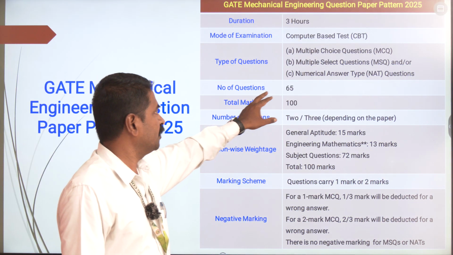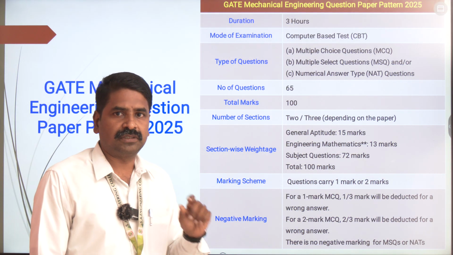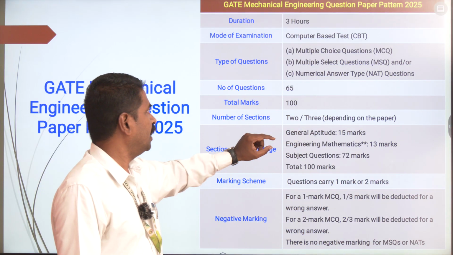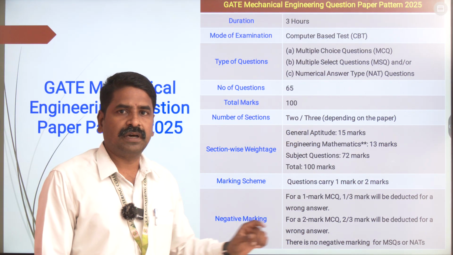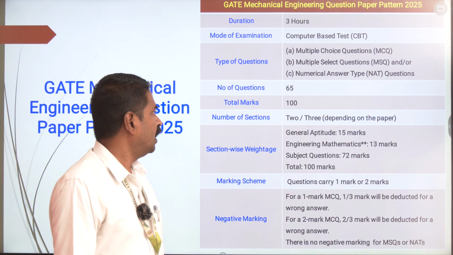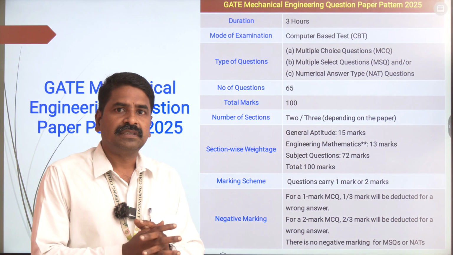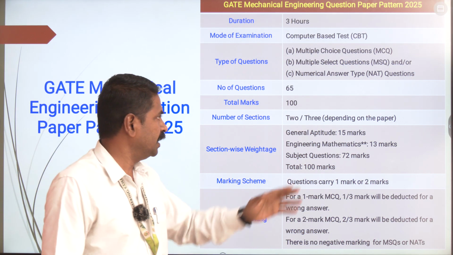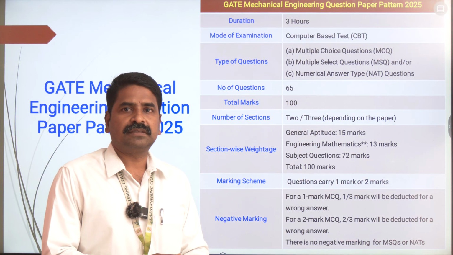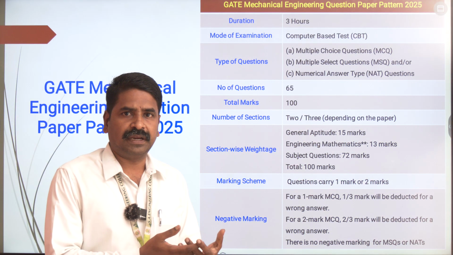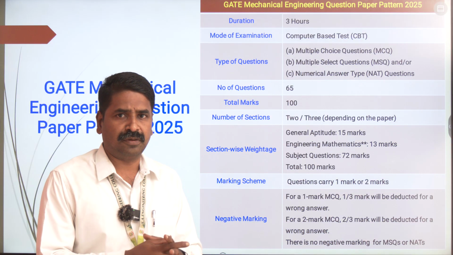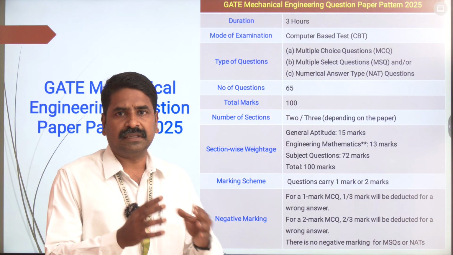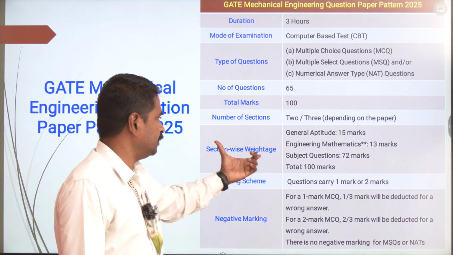Next, how many questions are going to be asked? Total number of questions is going to be 65 and the total marks is going to be 100. And how many sections? Sections may be 2 or 3 depending upon the paper, that is, on what domain: mechanical domain or computer science or EEE or EC. Based on the domain, you are going to have 2 or 3 sections.